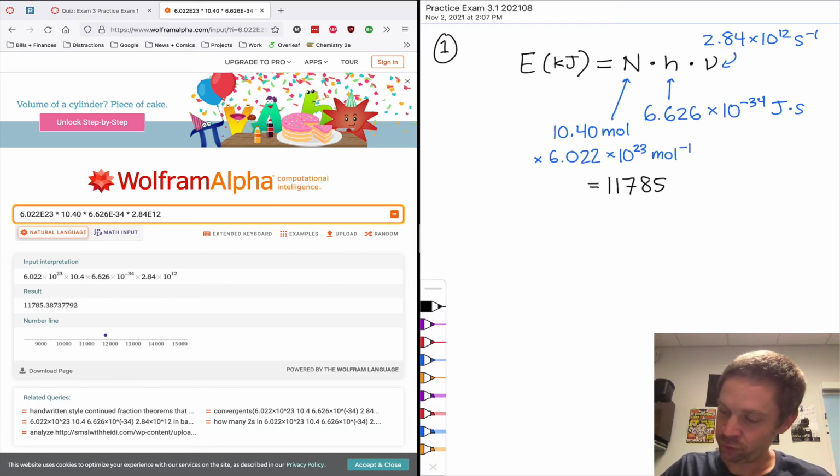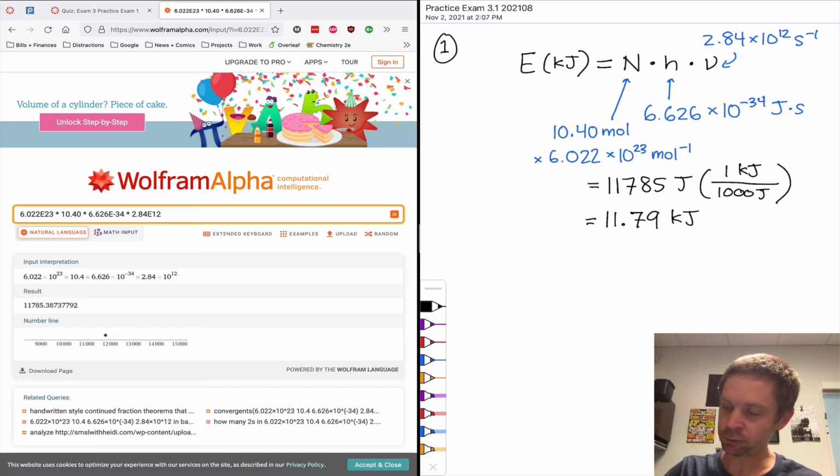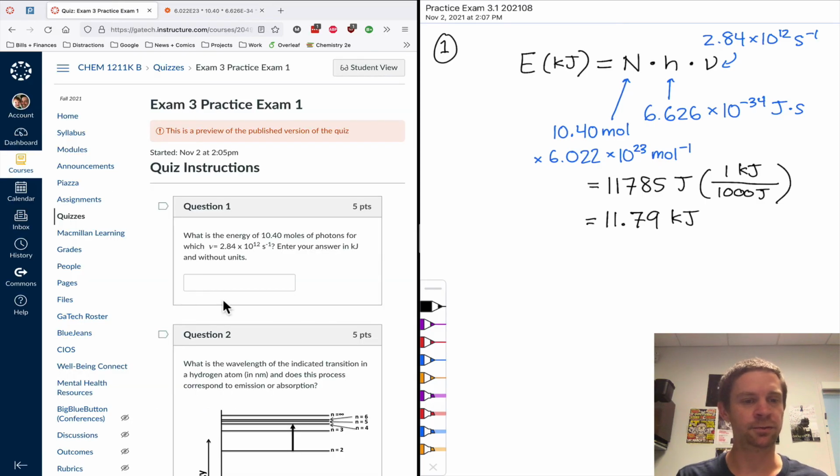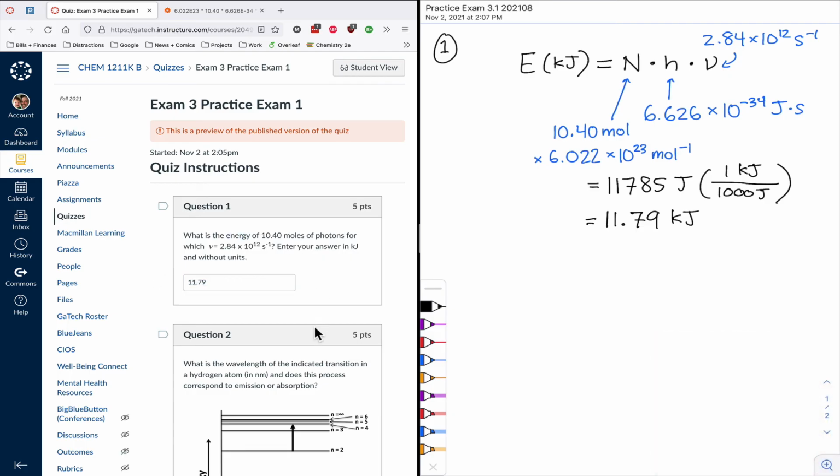11,785 joules. And of course, to convert to kilojoules, we're just going to divide by 1,000 or multiply by 1 kilojoule for every 1,000 joules. Nothing too fancy there at all. And we're going to arrive at 11.79, let's say, kilojoules. And we can go ahead and pop that in for question 1. Done and done. And just as a quick sign check, that number should be positive since photon energy is positive.